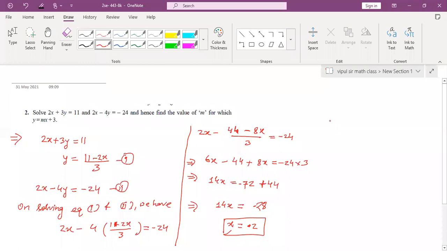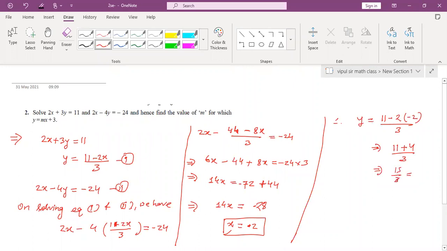Now you can find the value of y also on substituting this. Therefore y is nothing but 11 minus 2 into the value of x, minus 2, upon 3. It will be 11 plus 4 upon 3. It is 15 upon 3 and that is equal to 5. Therefore the value of y is 5.